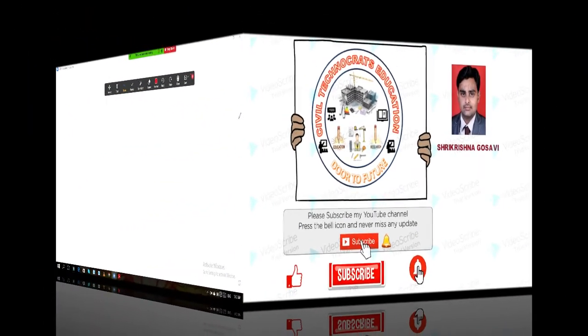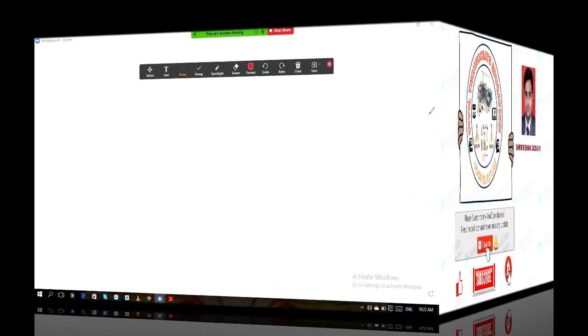Design of beam. Design of singly and doubly reinforced sections. Basically, while designing the beams, there are two types of sections you need to design. First is called singly reinforced sections, and second is doubly reinforced sections.